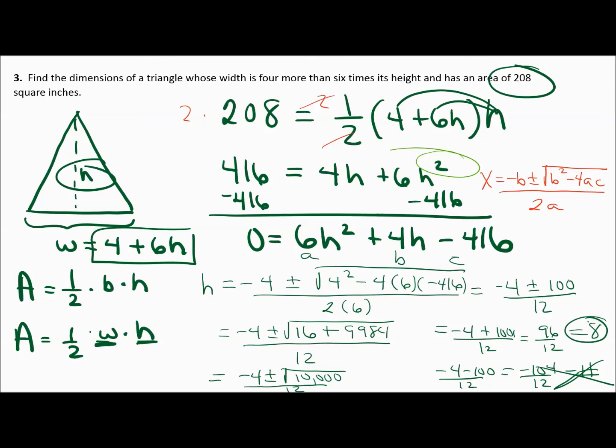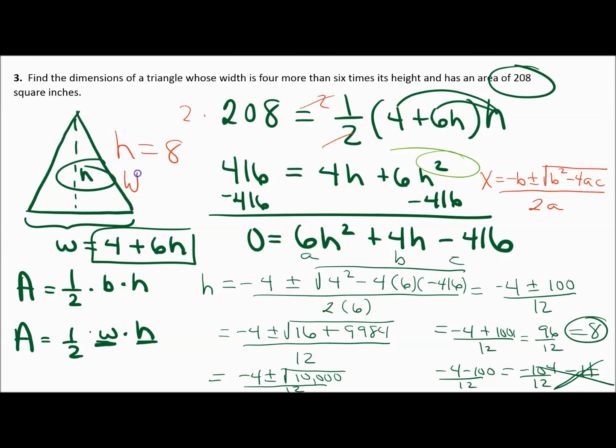Now, sometimes both of your answers are valid, just like the last two problems we did. But sometimes one of your answers from your quadratic equation is not valid at all, because if you're finding the length of a side, a negative number is just not going to cut it. So 8 is the height. Okay, I'm going to write our answer in red. So 8 is the height.